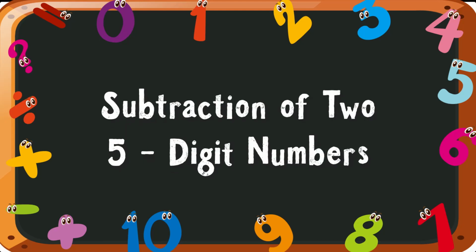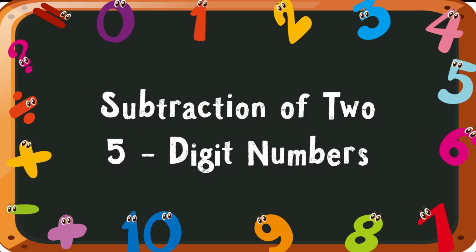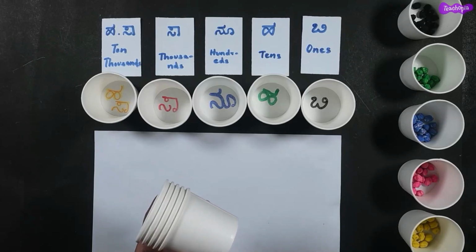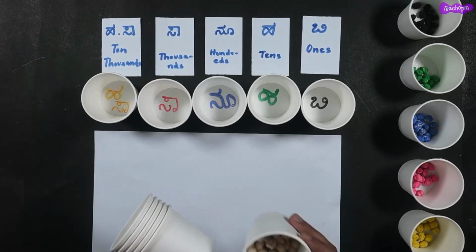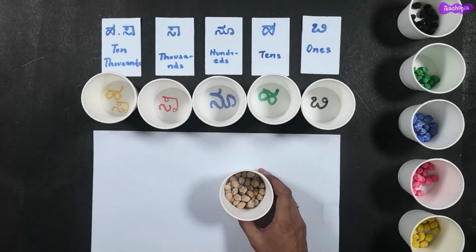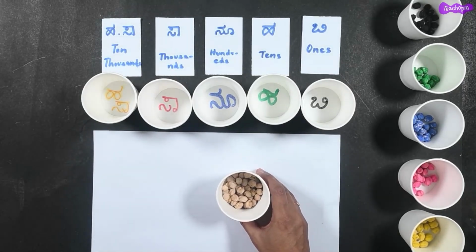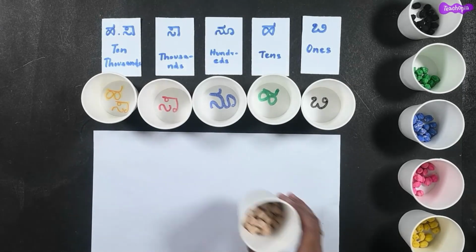Let us try to do subtraction of two 5-digit numbers by doing an activity. The materials required are paper cups. We can also use bowls. We need grains. Here we have taken kabuli chana. Instead of grains, we can also take pebbles, tamarind seeds or other similar materials which are easily available.